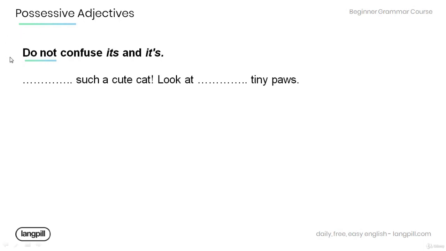Also, remember not to confuse it's and its with an apostrophe. Read the following sentences and fill in the gaps using the appropriate possessive adjective. Such a cute cat. Look at tiny paws. It's such a cute cat. Look at its tiny paws.